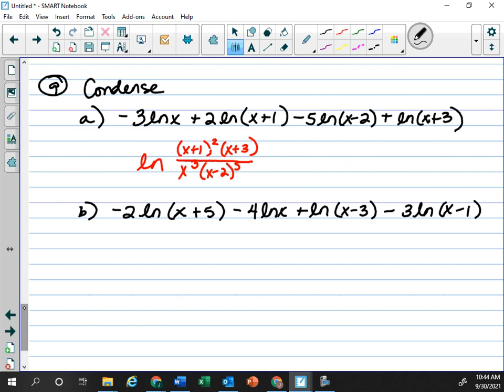Talk to each other. When you're writing that answer, do you want us to put the brackets on the whole fraction? You can. If it's unclear what's happening, then use brackets.